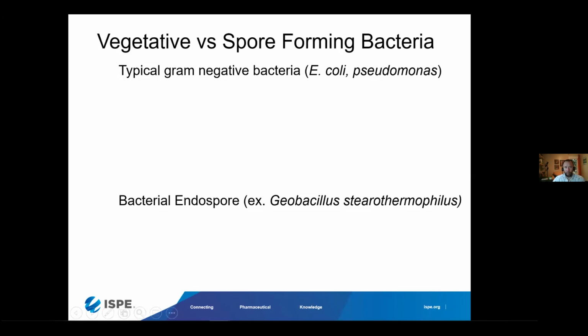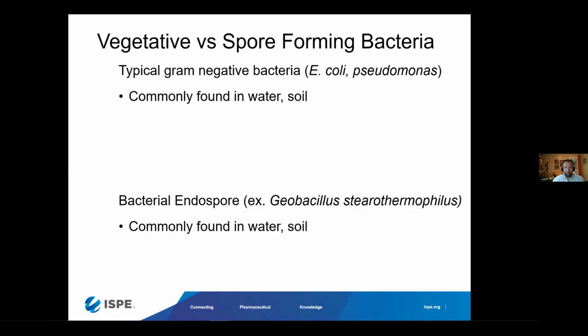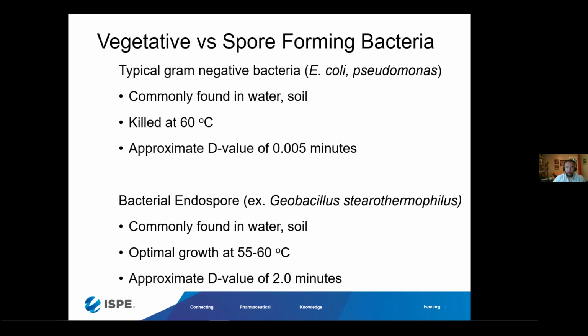Typical gram-negative bacteria like E. coli or Pseudomonas are different. These are the vegetative. They're different than the bacterial endospores like Geobacillus stearothermophilus. Some similarities is that they're all commonly found in our environment, but the vegetative are killed at temperatures as low as 60 degrees Celsius versus the endospores have optimal growth at that temperature. And really, the biggest difference is the resistance to sterilization, so resistance to steam.